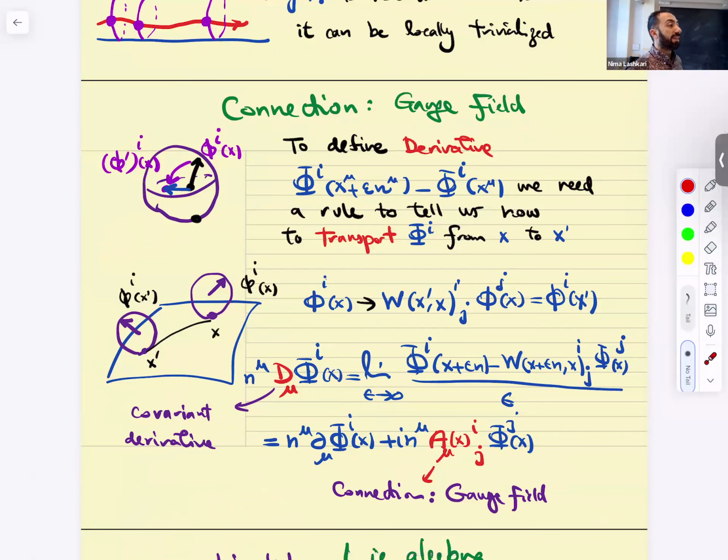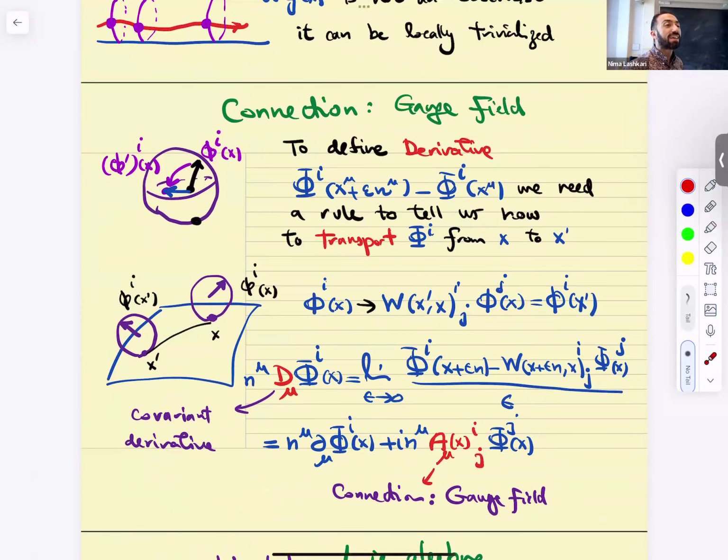So what is a gauge field then? The gauge field is a connection. So let me remind you what a connection is. I said that here's a point, here's a vector field.